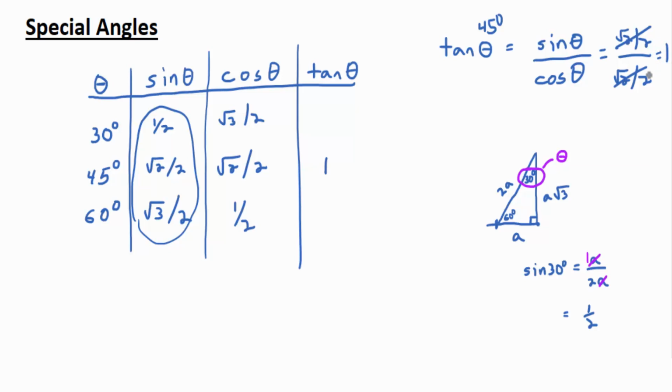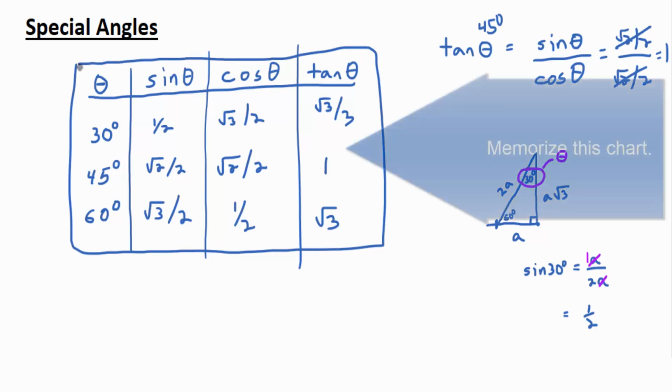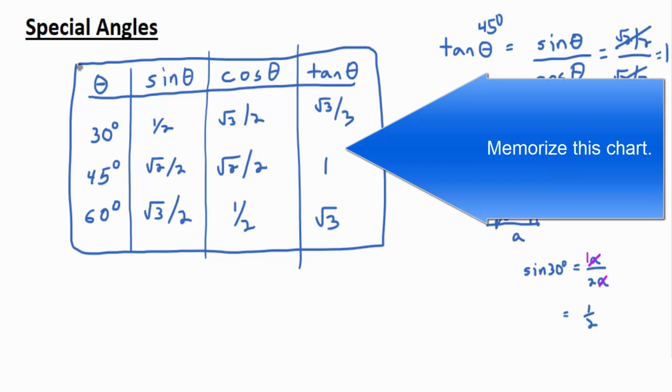You get 1. Okay? In a similar way, you could show that the tangent of 30 degrees is root 3 over 3, it turns out. And then the tangent of 60 degrees is just root 3. Okay. So I know that was thrilling, but it was necessary. Not thrilling, but necessary. How's that? Now, you need to know these. And it's best to know them off the top of your head, okay?